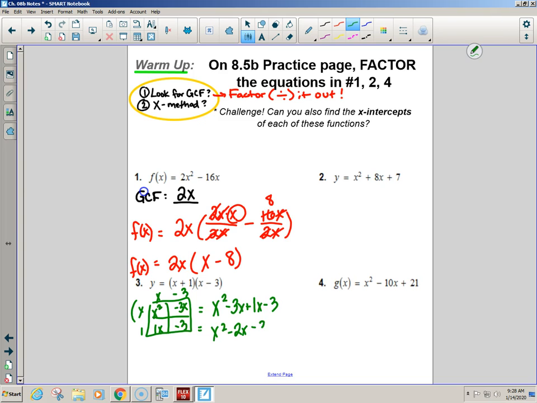Remember, the only time we have to do a table to factor is when it's a trinomial. Only when it's a trinomial.